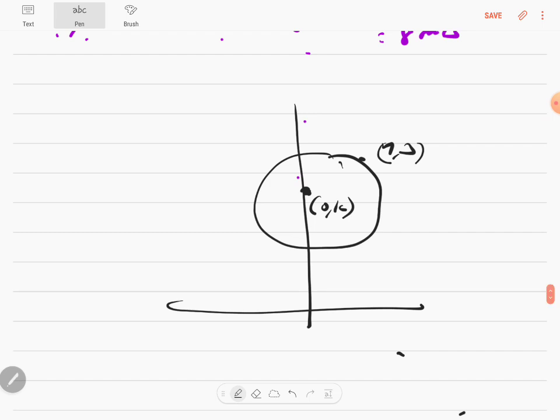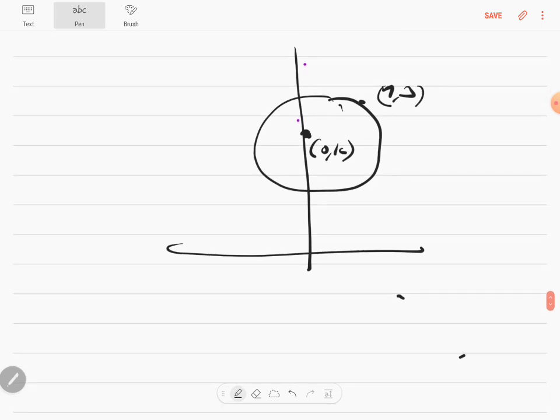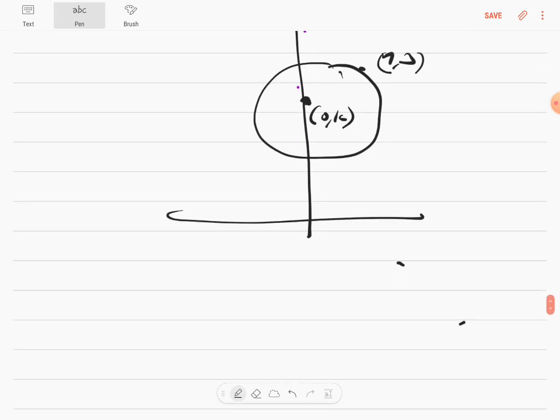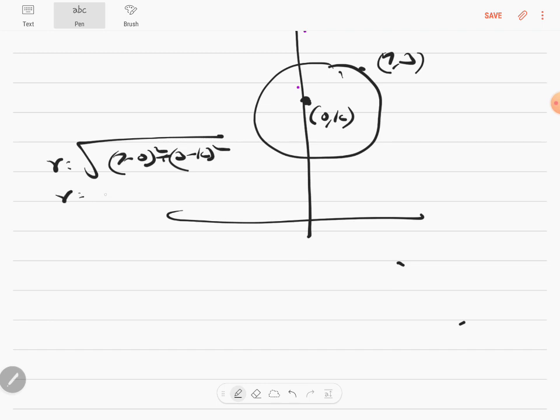Passing through the point (7, 3), find the radius of the smallest circle with center on the y-axis. You can find the radius: r is equal to the square root of (7 minus 0) the whole square plus (3 minus k) the whole square. So you get r square is equal to 7 square plus (3 minus k) the whole square. You get small r square like this.